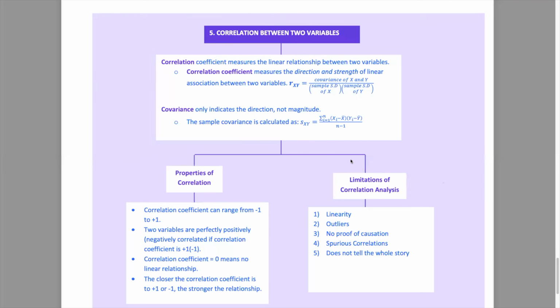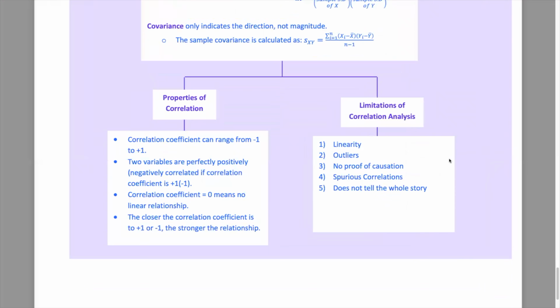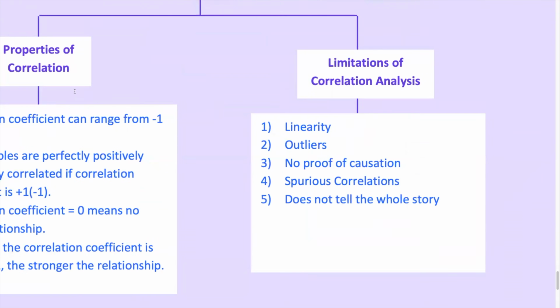Okay, now let's wrap up with the limitations of correlation analysis. There are 5 key points you need to remember. Number 1 is linearity. Correlation only measures linear relationships properly. So if there's a nonlinear relationship between the variables, correlation might not pick it up correctly. Number 2, outliers. Outliers can really mess up the results. Just one extreme value can distort the correlation and give you a misleading sense of the relationship between the variables.